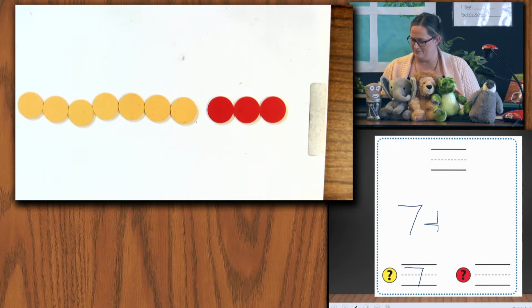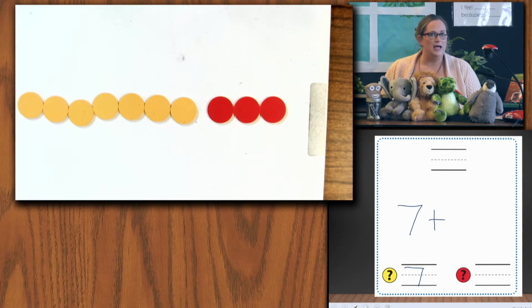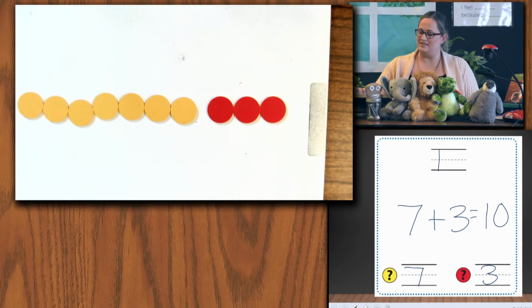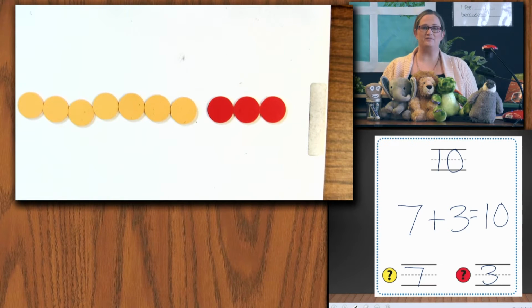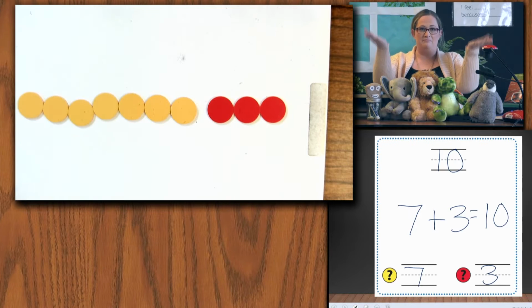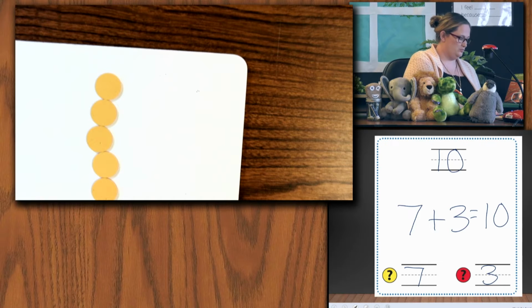That's funny looking. Let's fix that, shall we? That was really weird, wasn't it? 7 plus, how many reds do you see? 3. Who thinks they can say that in a sentence? Ready? Here you go. Excellent. You should have said 7 and 3 make 10. Okay, here we go.